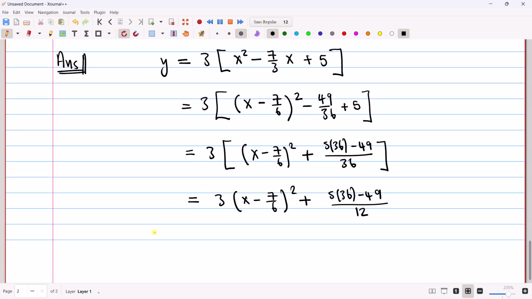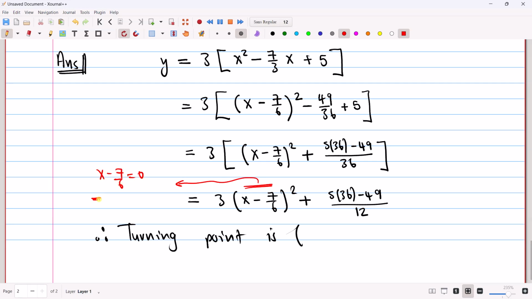So what is the turning point? The turning point that we're looking for is as follows. Remember, to find the x coordinate, you take the interior equal to 0. When you take the interior equal to 0, you will have x minus 7 over 6 equal to 0. So we see that x is simply 7 over 6. So that part is fine.